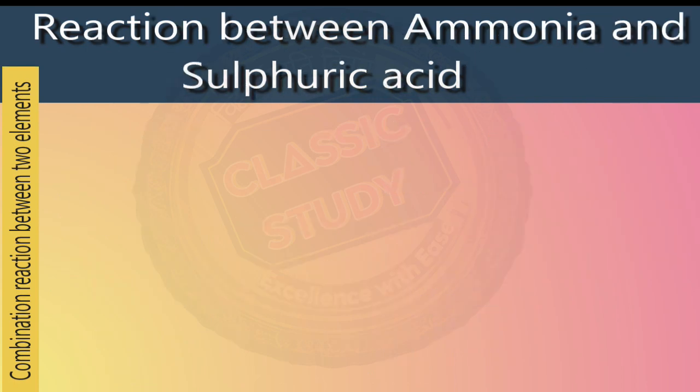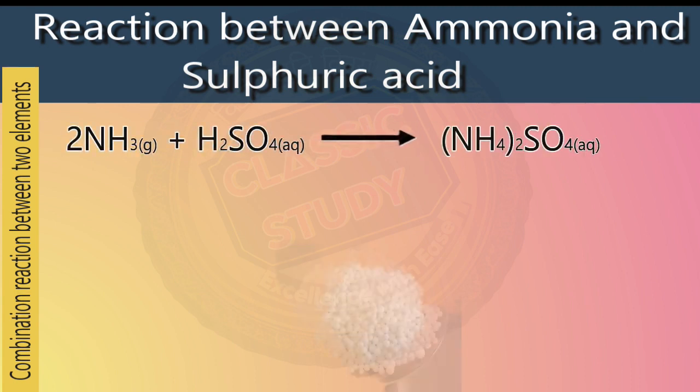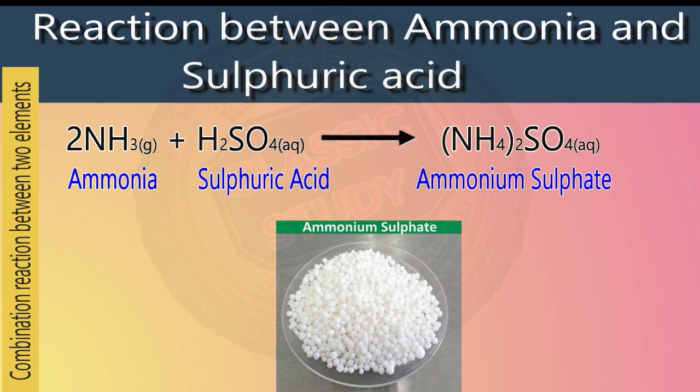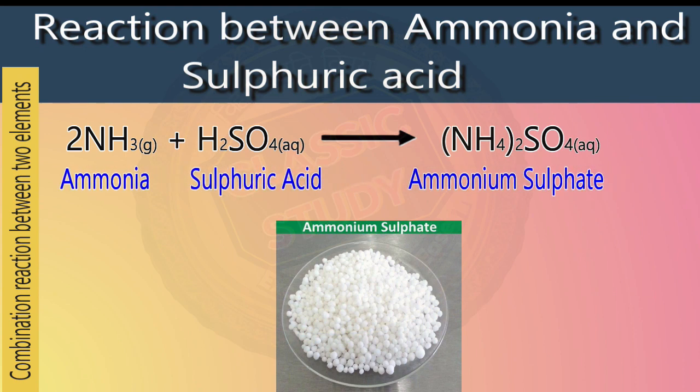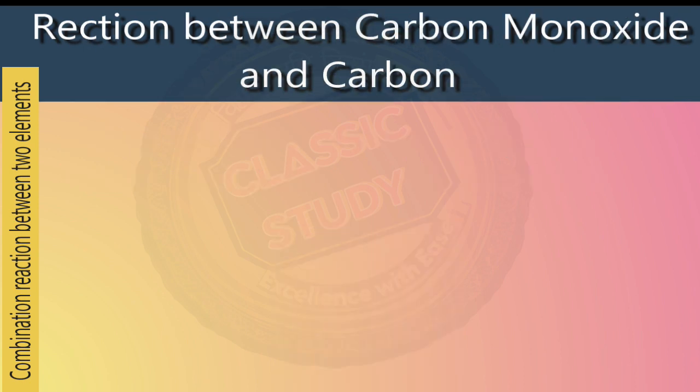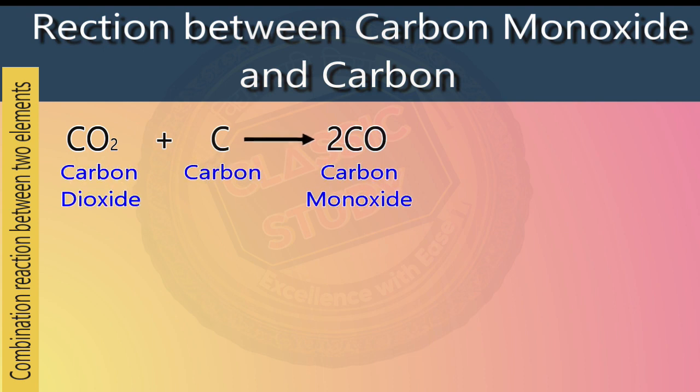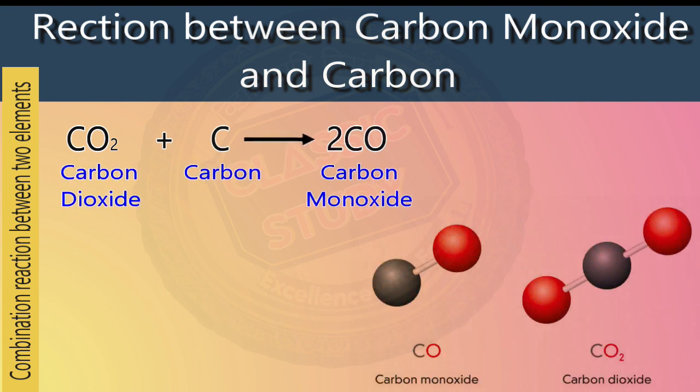Reaction between two compounds. Here we can see reaction between ammonia and sulfuric acid. 2NH3 plus H2SO4 gives ammonium sulfate, (NH4) whole twice SO4. Next is reaction between one element and one compound. So CO2 is the compound, carbon dioxide, which combines with carbon to form carbon monoxide. CO2 plus C gives 2CO.